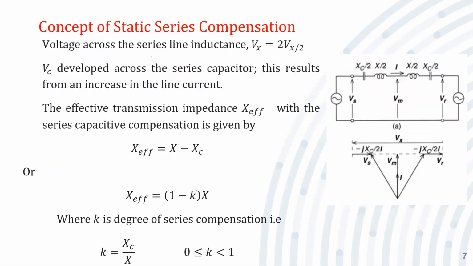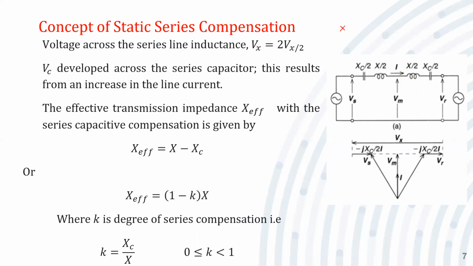Now, voltage across the series inductor is twice Vx upon 2, because if this is the voltage across the total reactance, and Vc is the voltage across the series capacitor, this results from the increase in line current. As you increase the line current, the voltage is going to increase. And therefore, what is the effective reactance?